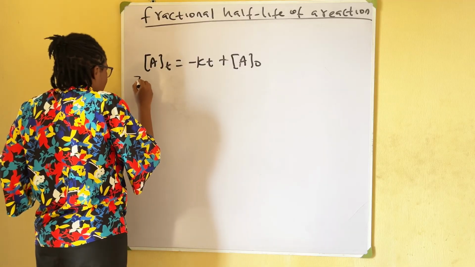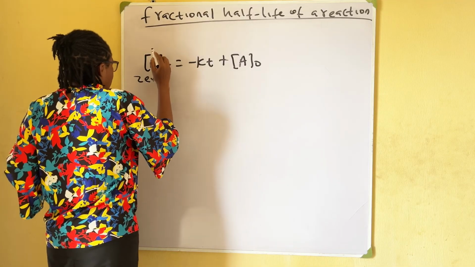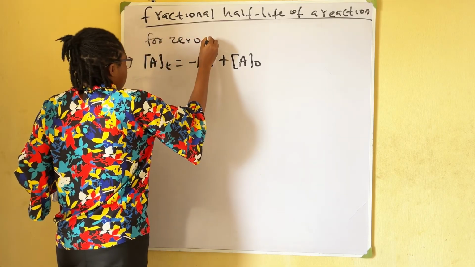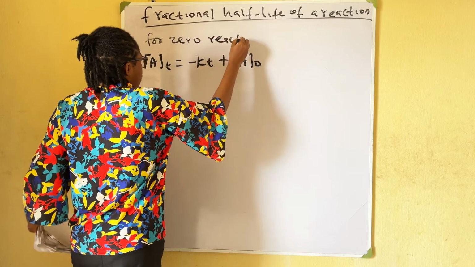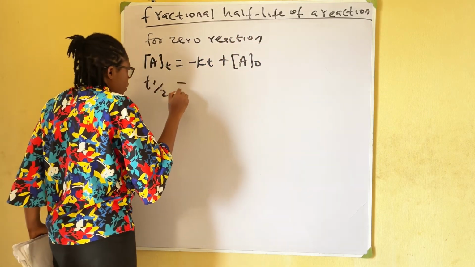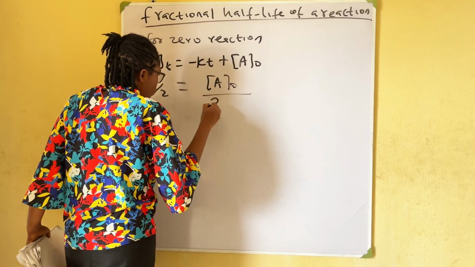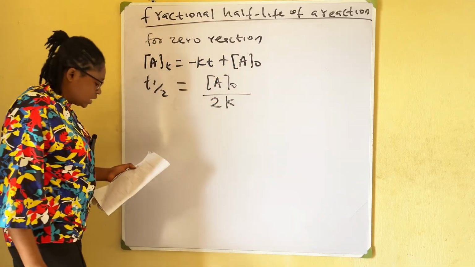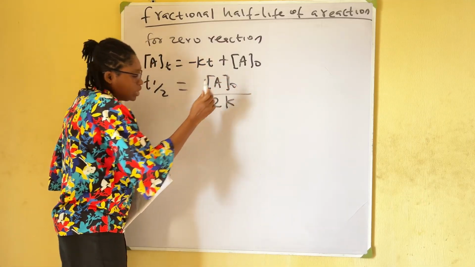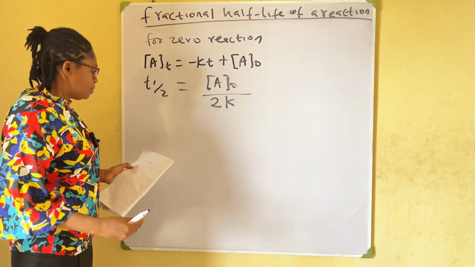So the 0 order reaction, for 0 order reaction, the half-life is equal to initial concentration all over 2 times rate constant. So this is the final concentration. This is initial concentration. K is rate constant or specific rate constant.